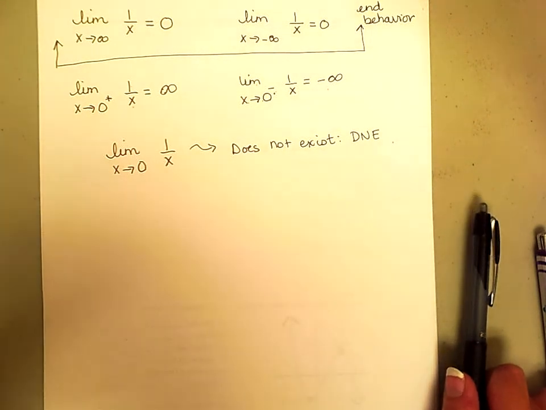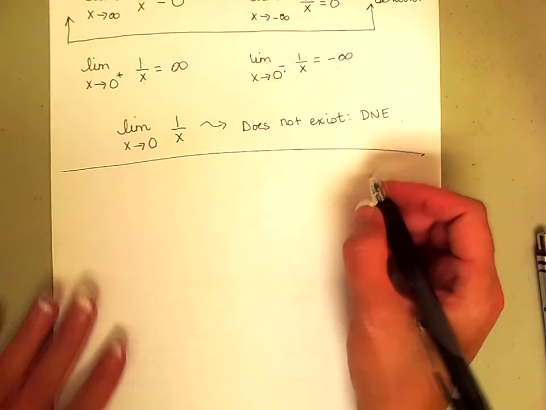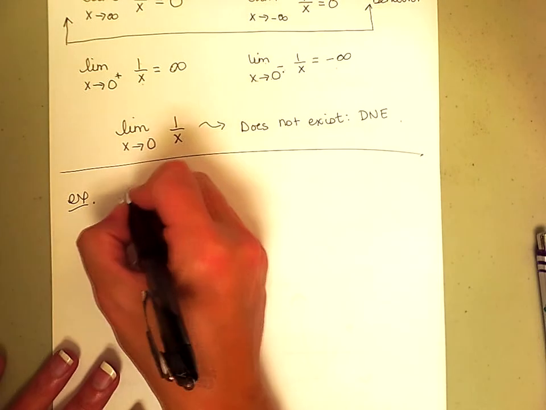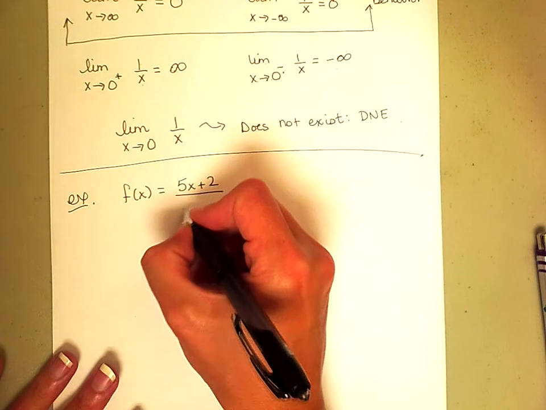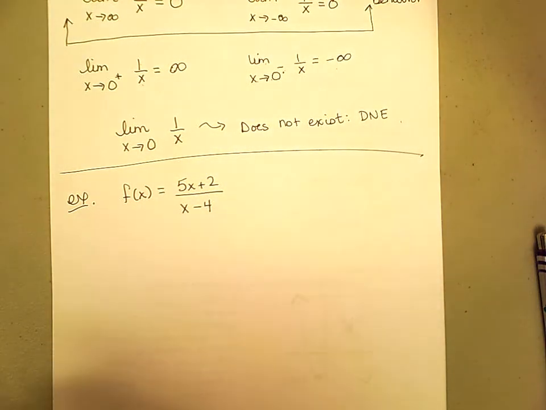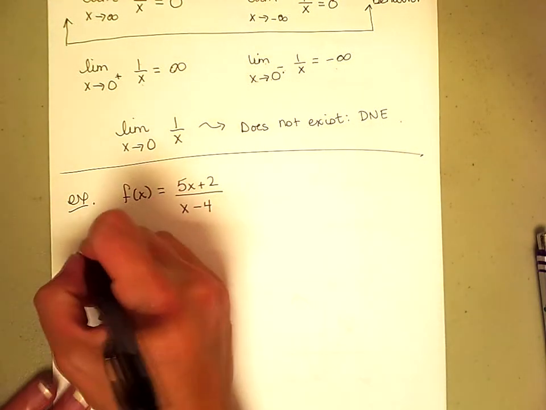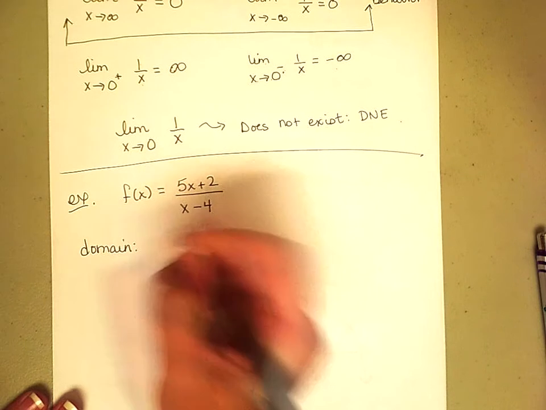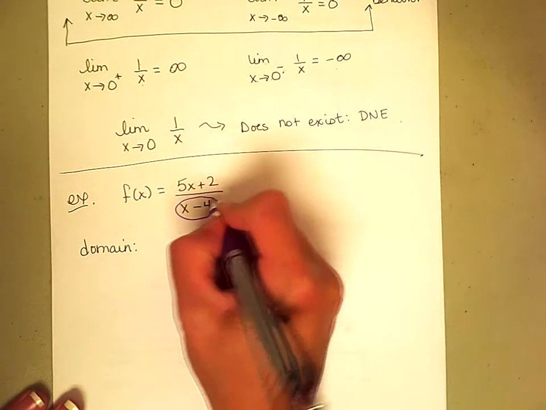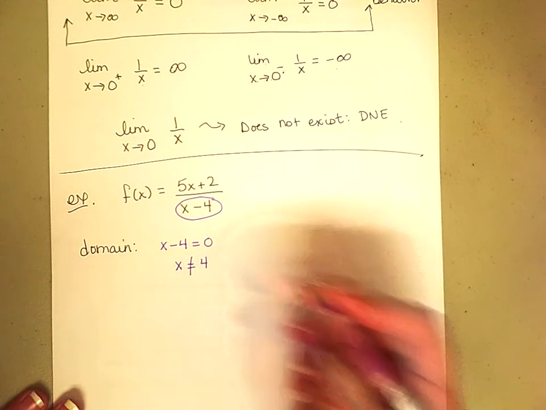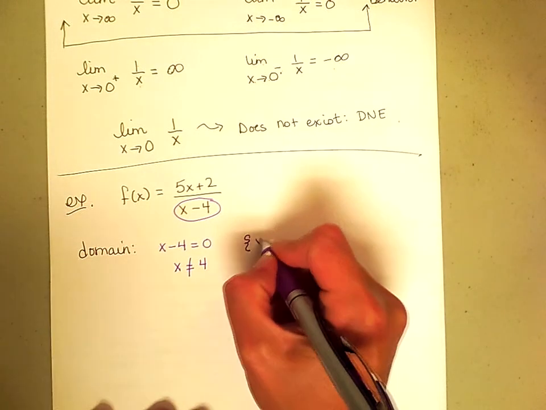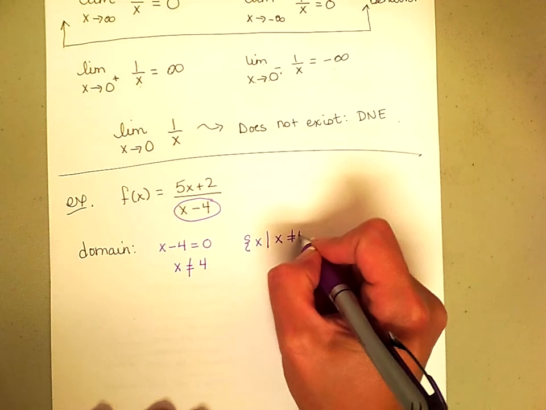Okay, so now let's try and put all this together with an example. Let's say, for example, we have f of x is equal to 5x plus 2 over x minus 4. Let's consider the domain here. Our domain restriction comes if the denominator equals 0. So we have x minus 4 equals 0. That will happen if x equals 4. So we will exclude 4, and our domain will be the set of all x such that x cannot equal 4.